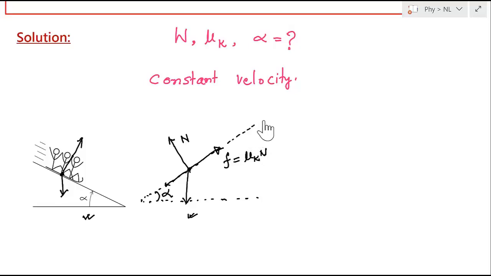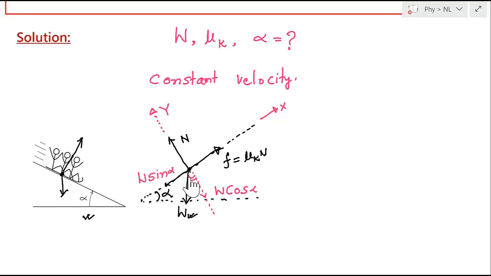Now whenever you have a problem on an incline, you have to decompose the forces along the incline, that is my x-axis, and perpendicular to the incline, that is my y-axis. So in this case, I have to decompose my forces along the incline and perpendicular to the incline. This force is W, so I have to take the components. In this direction, this will be W cos alpha, because this angle is also alpha, and this is W sin alpha.